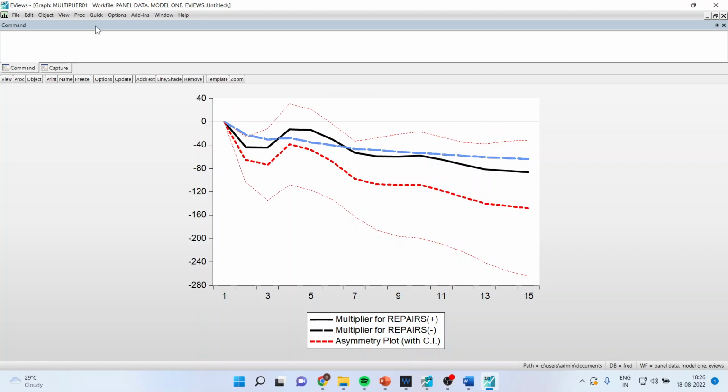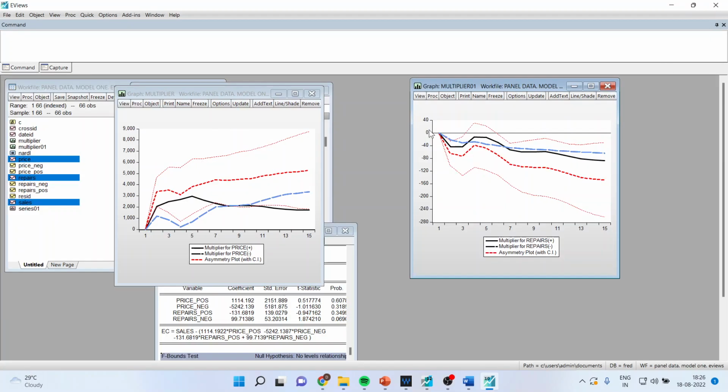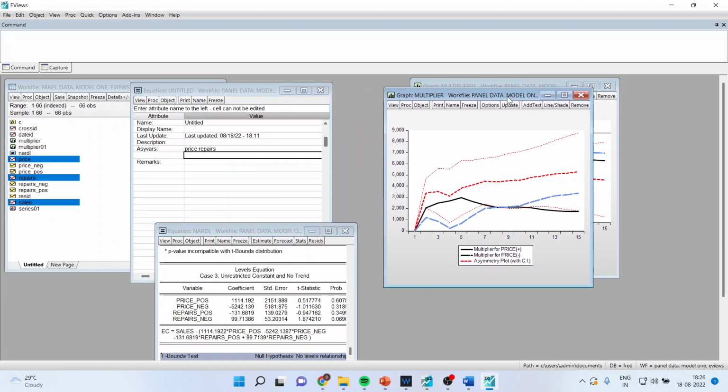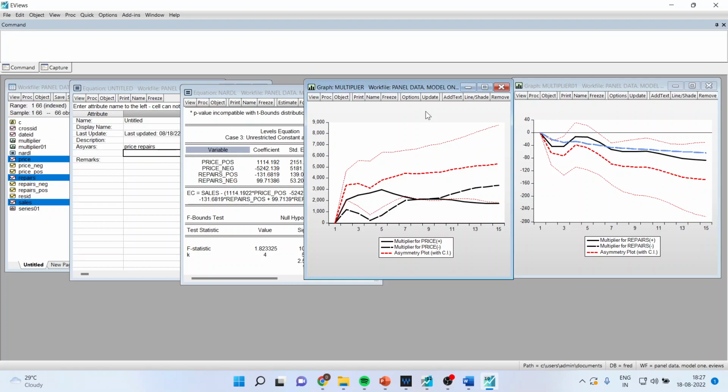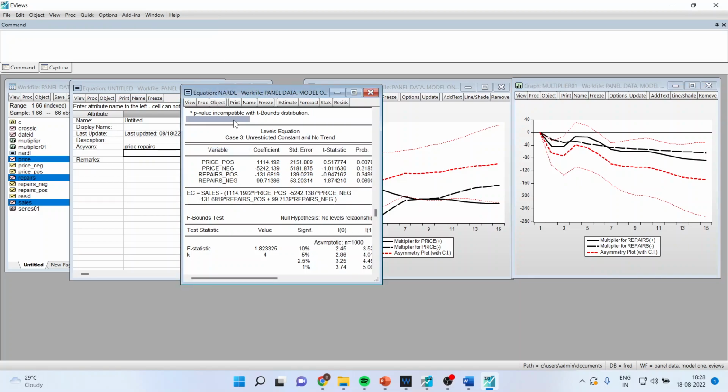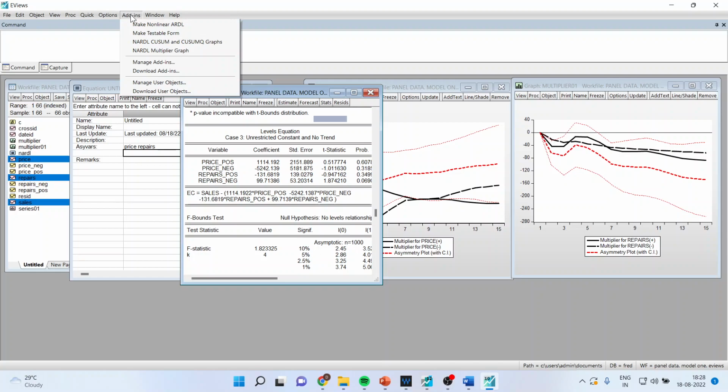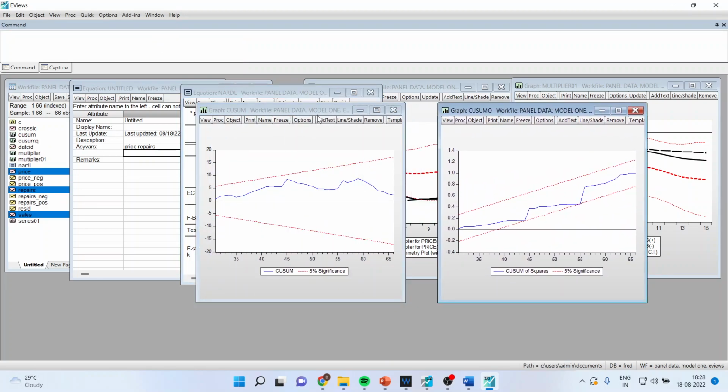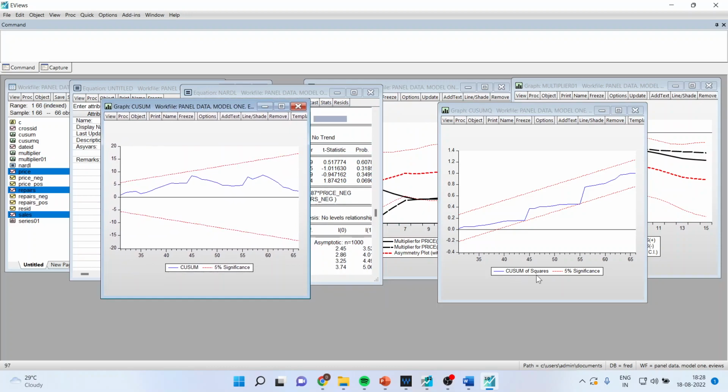So I will go in add-ins. Now, many of the research scholars contact me and face a problem that they are not able to see the particular menu. Now, EViews is quite sensitive to which window you are in. For example, if you are in this window, your add-ins menu will be different. If you are in this window, your add-ins menu will be different. So to activate the CUSUM graph, it is necessary that you should be in this equation window. Then only you will be able to get the NARDL CUSUM and CUSUM Q graphs. So activate from here and you will get two graphs here. One CUSUM and another is CUSUM of squares.